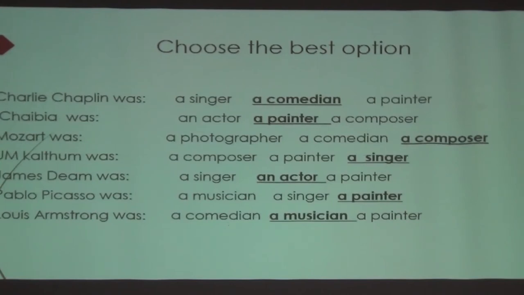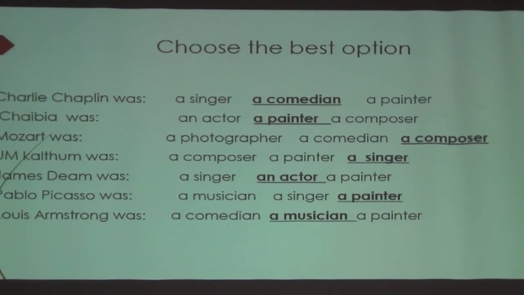Let's correct. So, Charlie Chaplin was a comedian. Can you repeat? Comedian. Number two, Shabia was a painter. Repeat again, painter. Mozart was a composer. Can you repeat? Composer. Uncle Tom was a singer. Repeat again, a singer.